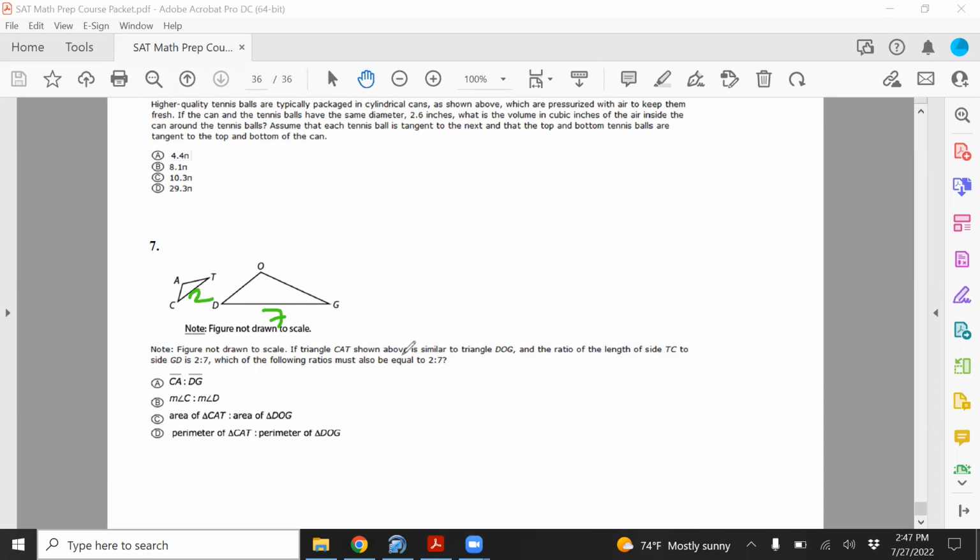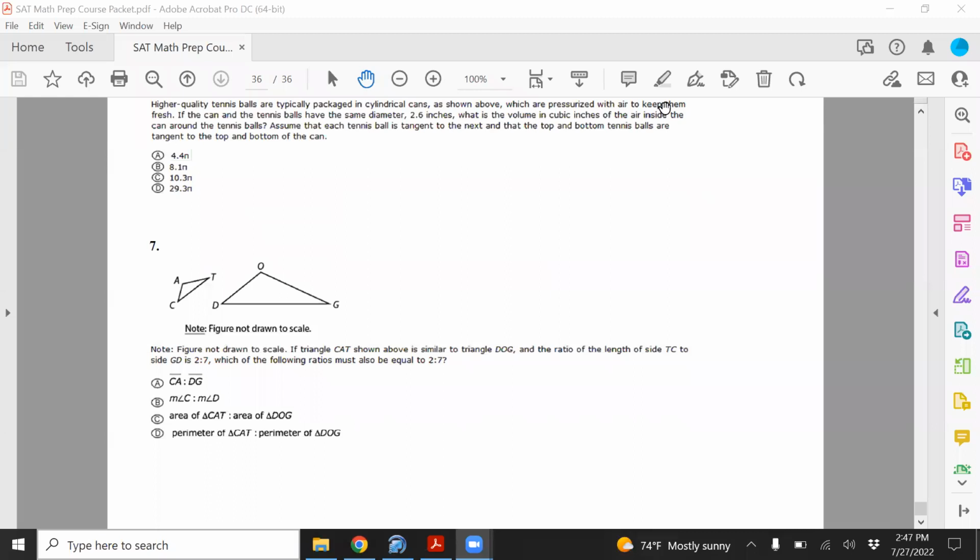Should be pretty obvious. You got Alex? It's D, yeah. It can't be the first choice because those are not corresponding sides. Angles don't follow that at all. The area would actually be the square of that. It would be 4 over 49 because the scale factor is 2/7, and area involves 2 dimensions. Volume would follow the same thing, but you cube the scale factor. So, okay, cool. Outstanding.